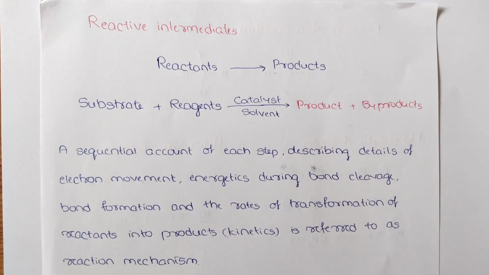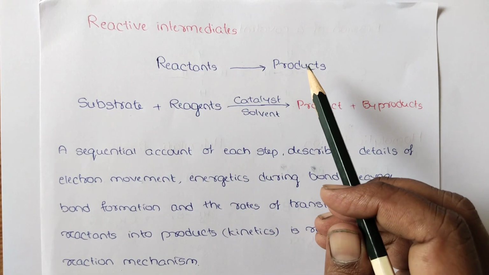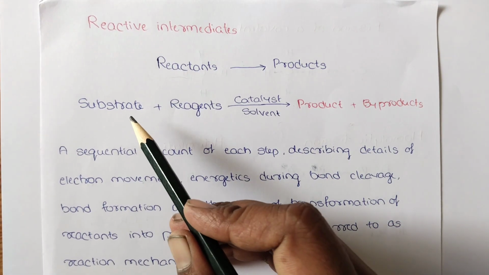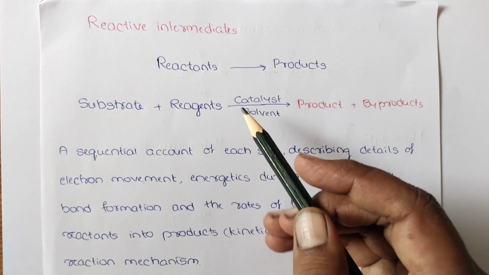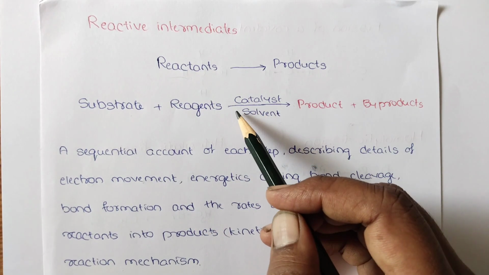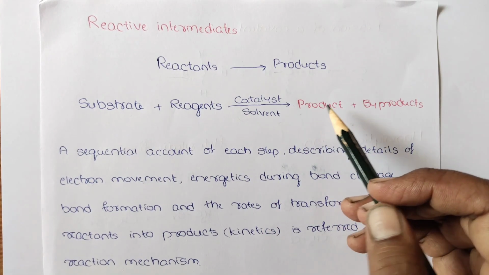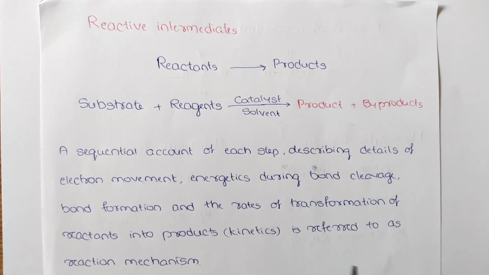Hello everyone, in this video we shall start with reactive intermediates. First we shall understand the organic reactions. We all know that the reactants undergo reaction going to give the products. In the detailed reaction scheme, the substrate reacts with another substrate or the reagents in presence of catalyst in the medium, that is in the solvent medium. We are going to get the products and also byproducts. Okay, this is the organic reactions.